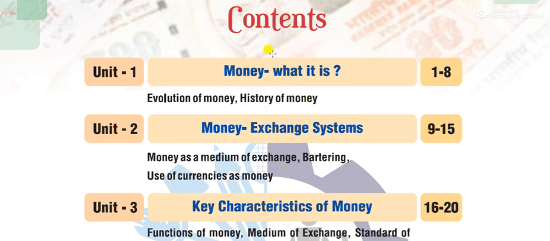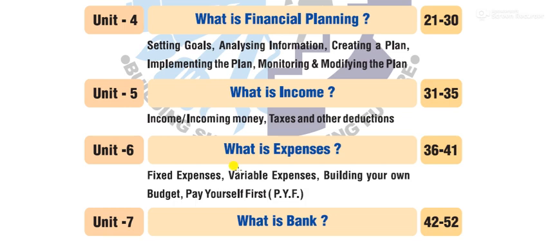So the contents of this subject are in front of you. The first unit is based on money: what is money, evolution of money, history of money. Then in unit 2 you have money exchange systems, like money as a medium of exchange, barter system of exchange, use of currency, as you know that we have different currencies. Next, unit 3 is key characteristics of money. What are the functions of money? What is the medium of exchange?